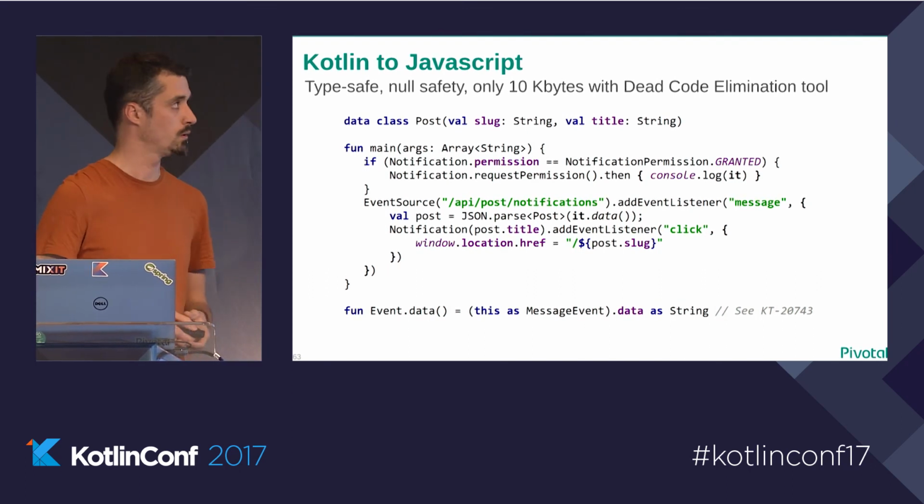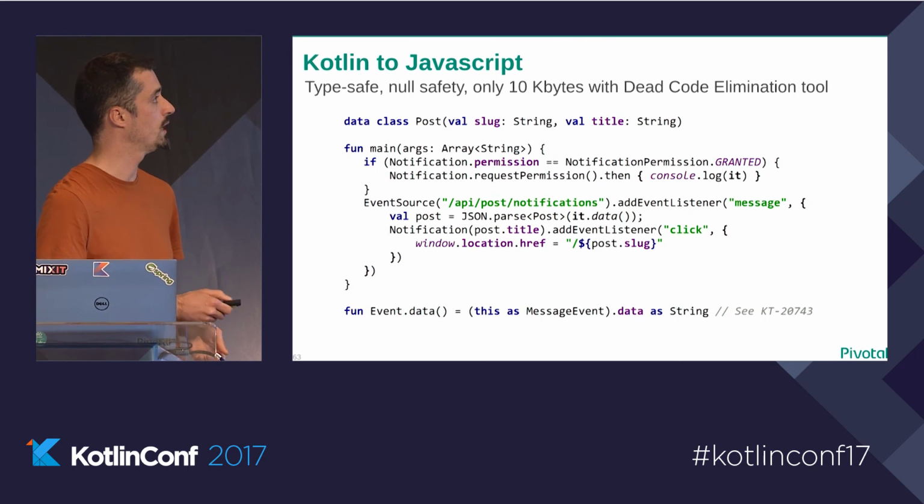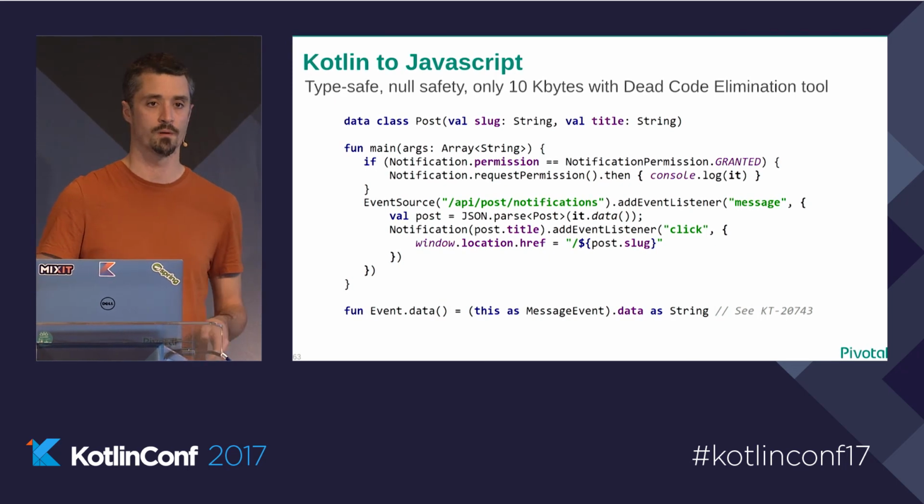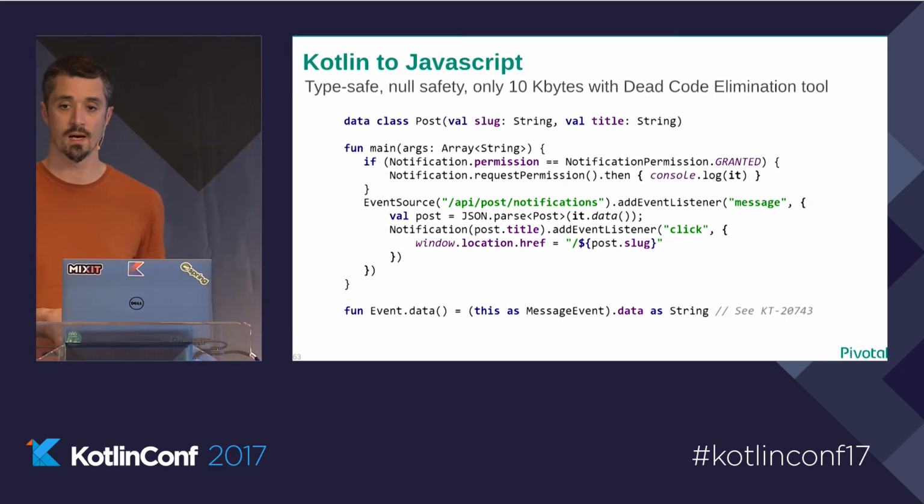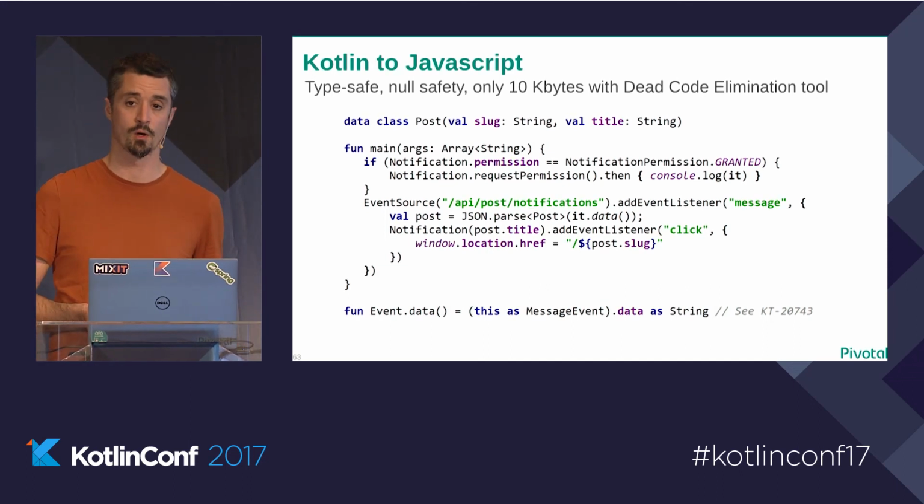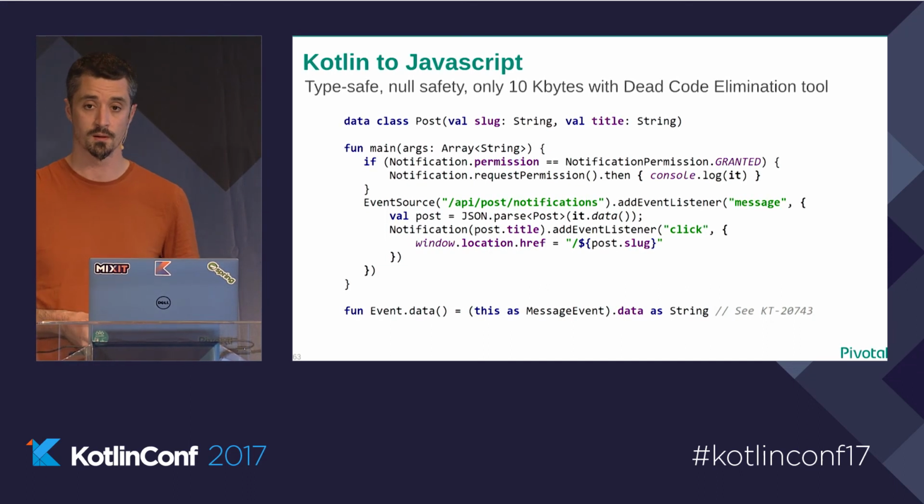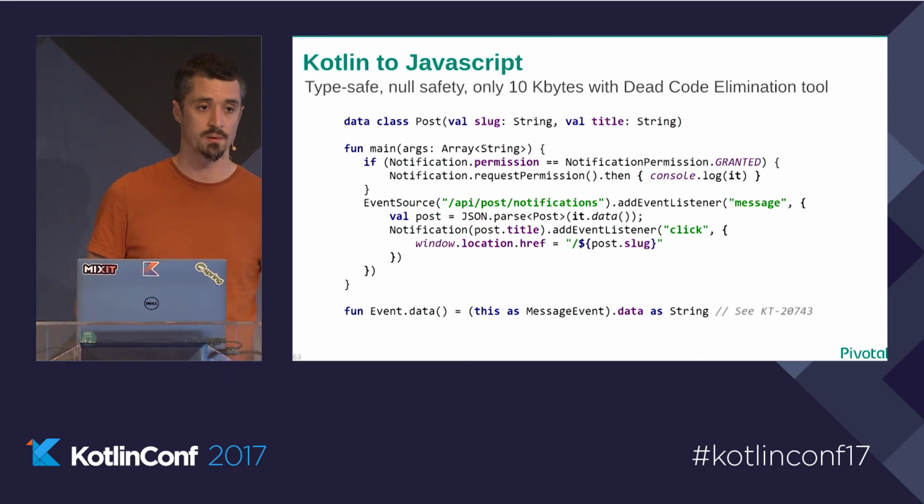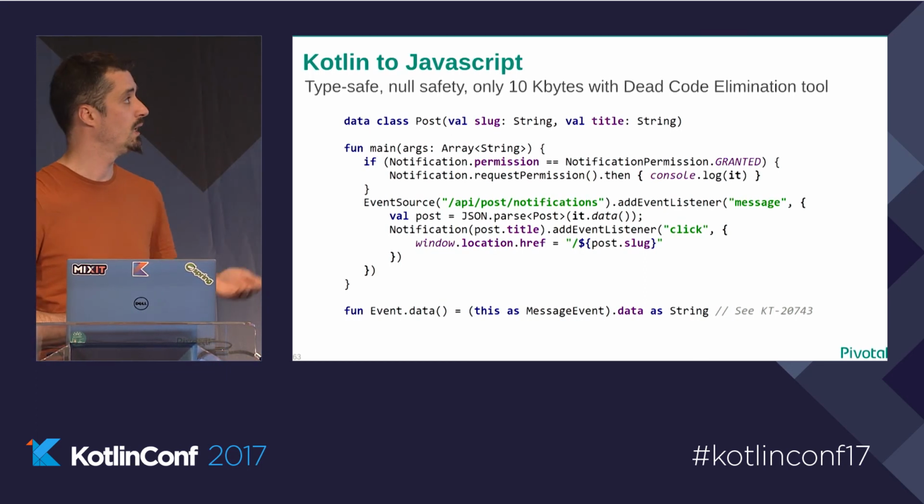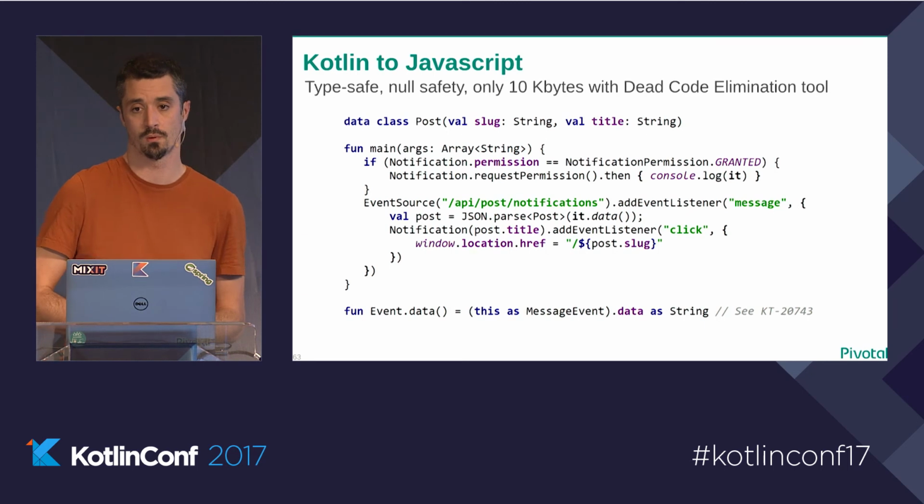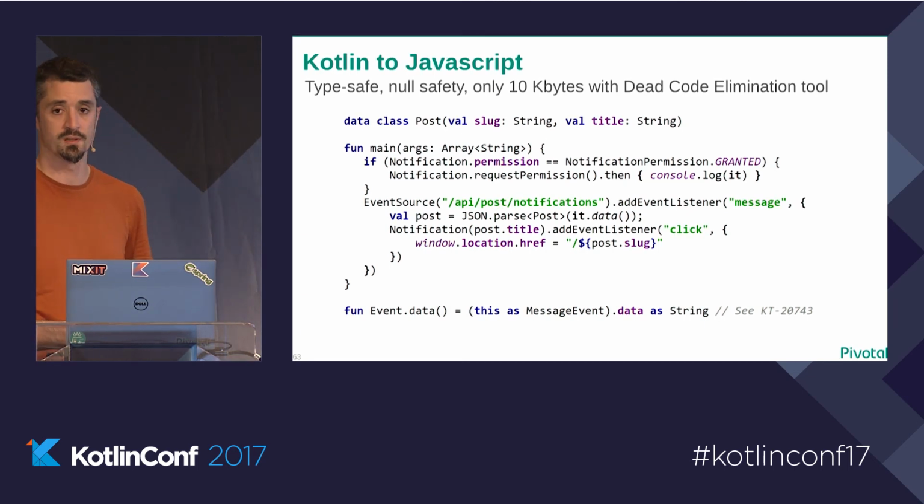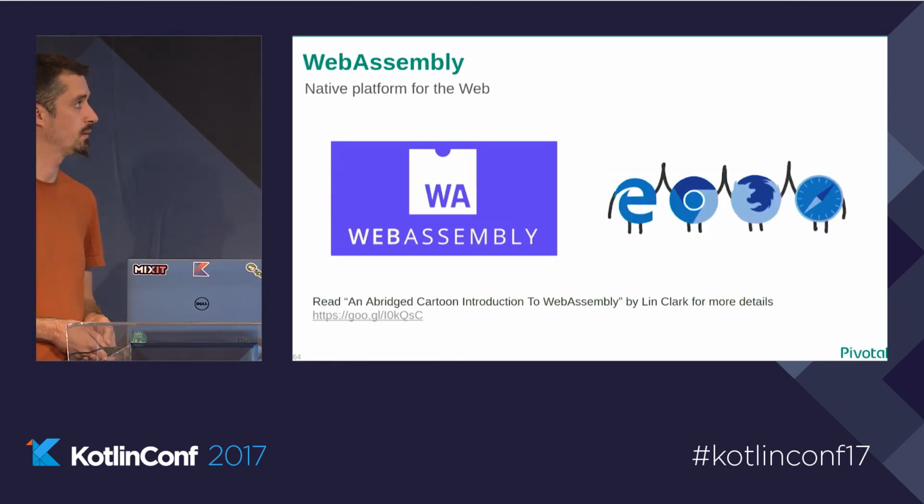And it does a pretty good job of removing all the unused code. So with this application, I just have 10 kilobytes of gzipped JavaScript. That's super small. That's even smaller than a lot of JavaScript libraries. So just using plain DOM APIs with Kotlin JS and the dead code elimination tool is super easy to set up, and I think that's a nice thing.